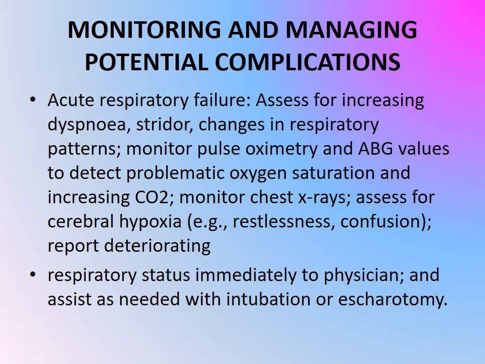Monitoring and managing potential complications. Assess for acute respiratory failure, that is increased dyspnea, stridor, a harsh whistling sound, and changes in respiratory pattern. Monitor pulse oximetry and ABG values. With ABG values, mainly assess for respiratory acidosis and respiratory alkalosis, and detect problematic oxygen saturation if it's going less than 60, and increased carbon dioxide level. Normally it is 35 to 45; if the carbon dioxide level is going beyond 45, we have to inform.